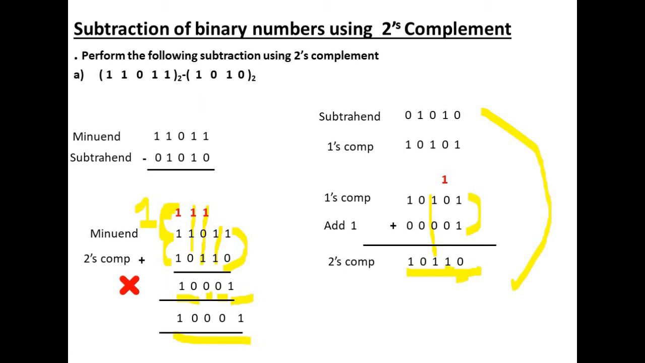What is the decimal equivalent of this number? 16 plus 8 is 24, plus 2 is 26, plus 1 is 27. So we have got this number as 27, and the other number is 8 plus 2, that is 10. So 27 minus 10 is going to give us 17. So we can check whether this result is 17 or not. 16 plus 1, that is 17. So we have got the result.